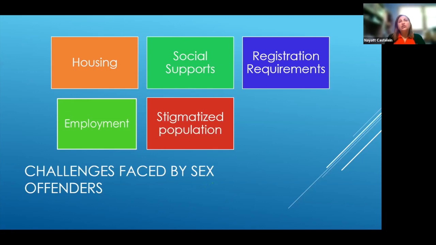And then in general, it's just a stigmatized population. They're walking around with that scarlet letter. And so it's just very difficult for them to get acclimated. There's also a lot of personal shame that goes with being convicted of a sex offense. So that also kind of adds on to some of those struggles and some of those challenges.